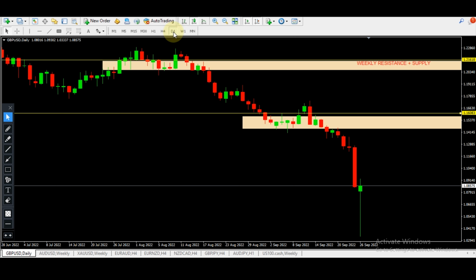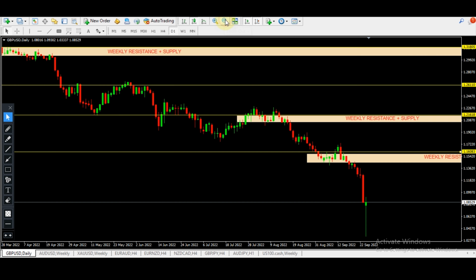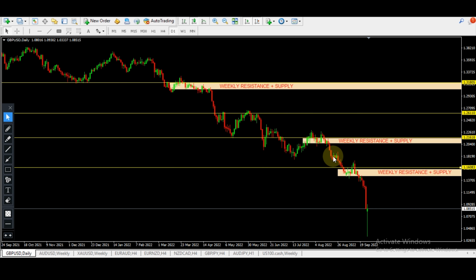So going down to the daily time frame, we can see our levels are quite visible. They're very clear. This is weekly resistance plus supply, and then we've got weekly resistance plus supply over here, like that. So it's perfect like that on the pound dollar.